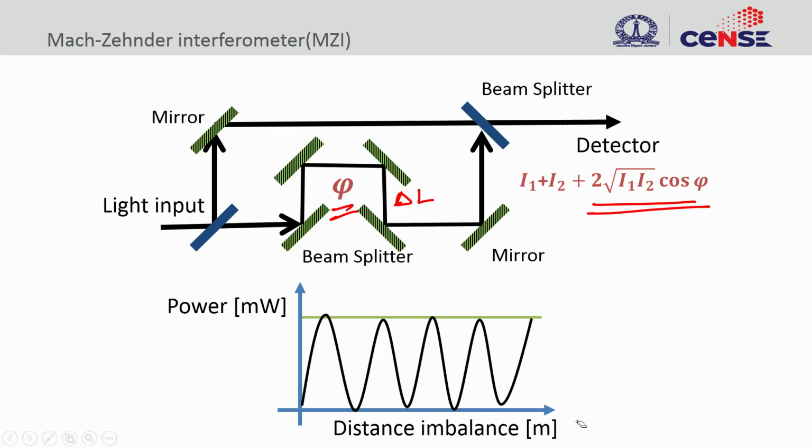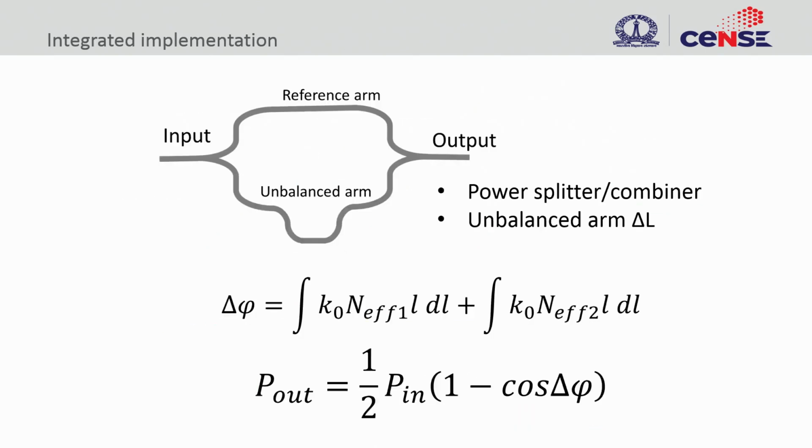So this delta is a function of delta L. The power is going to change as you move these mirrors, or create this path difference. In an integrated fashion, this is how we implement a Mach-Zehnder. This is again something that we have seen in Y splitters and combiners. So we have a Y splitter and a combiner here, and then we have a reference arm and an unbalanced arm.